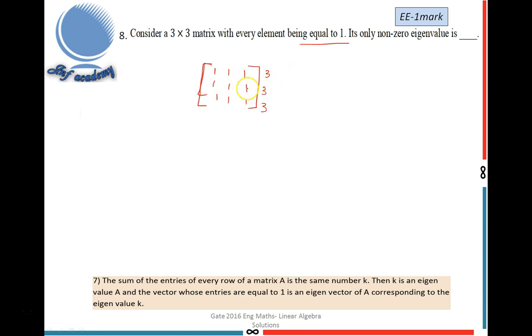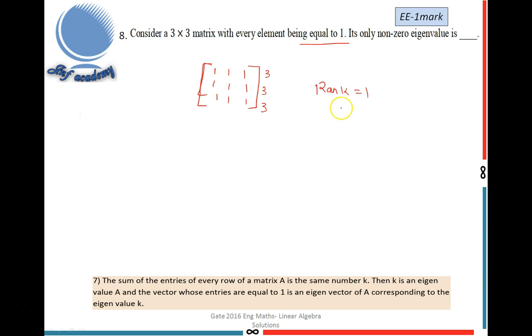This matrix has rank 1 because the 3 rows are equal. So this matrix's rank is 1. By using the rank property, since rank is 1, only one eigenvalue is non-zero. The other two eigenvalues are 0 because rank equals 1. Here I use that one. Okay, rank equal to 1.